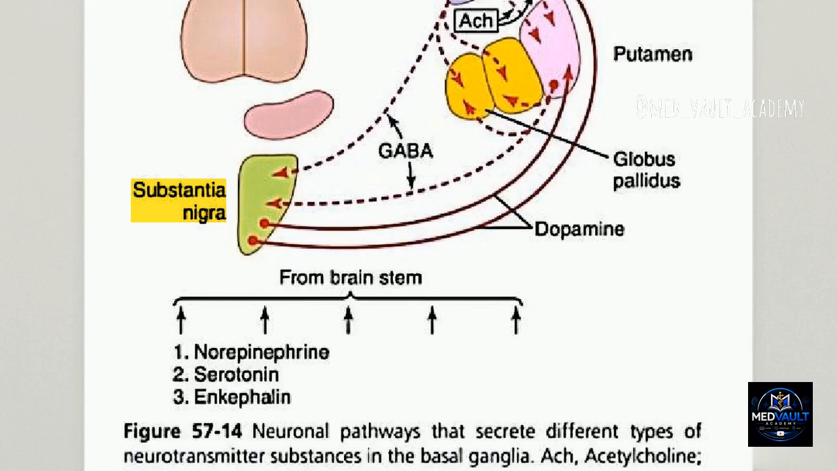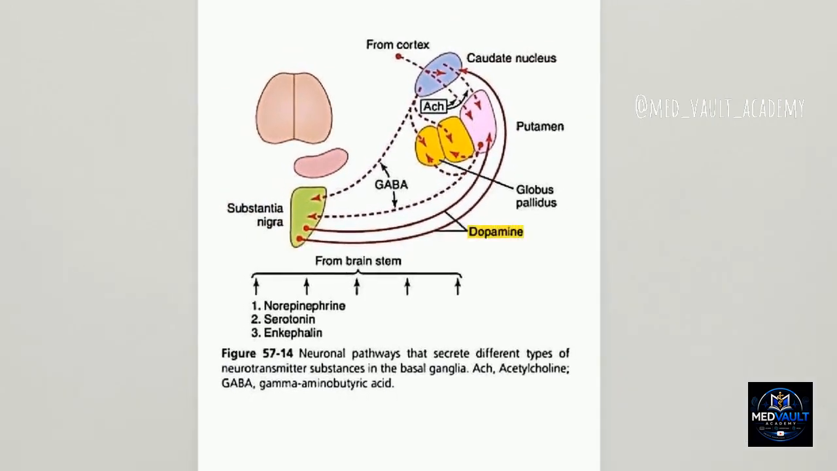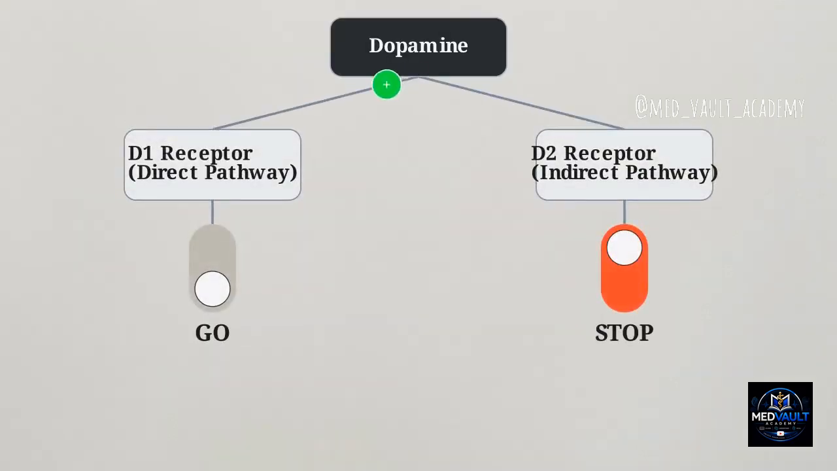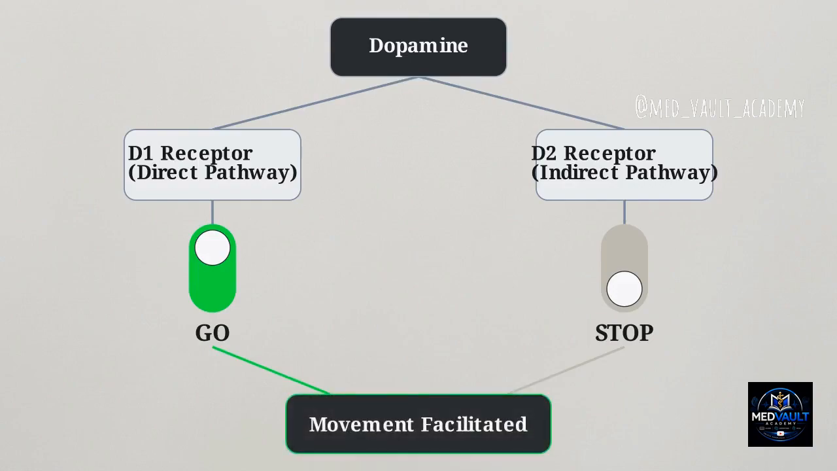The balance between these two pathways is regulated by the substantia nigra pars compacta, which releases dopamine into the striatum as the system's master gain switch. Dopamine binds to D1 receptors to excite the direct pathway, while binding to D2 receptors to inhibit the indirect pathway. This dual action promotes movement by simultaneously pushing the go signal and easing the stop signal.